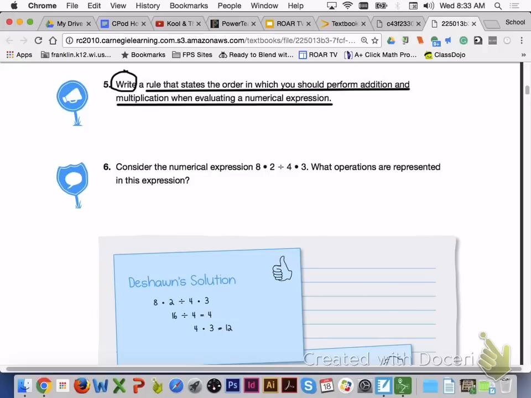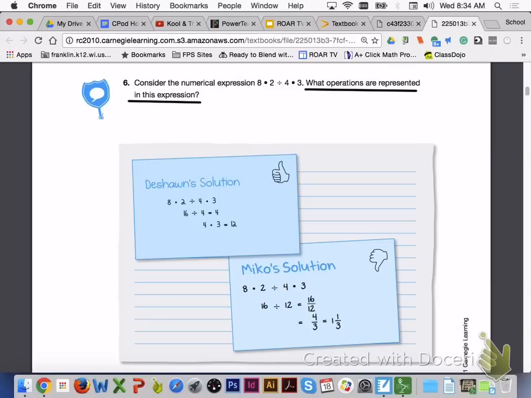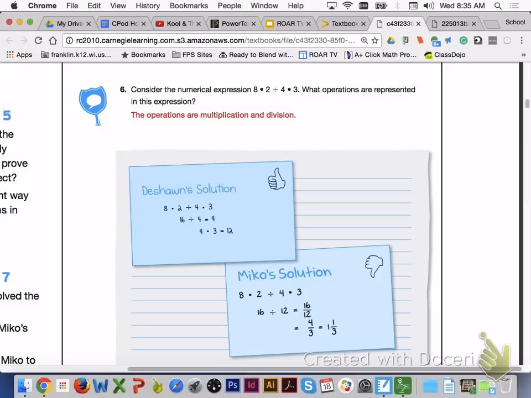Turn to page 464. Please answer number 5 with your group members. For number 5, the rule is that you should perform multiplication before addition when evaluating numerical expressions. Please answer number 6 with your group members. The operations in this expression are multiplication and division.